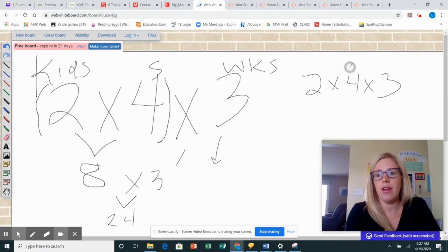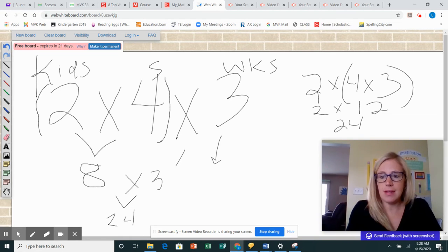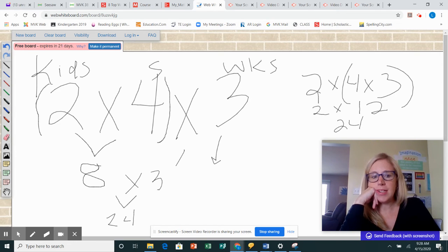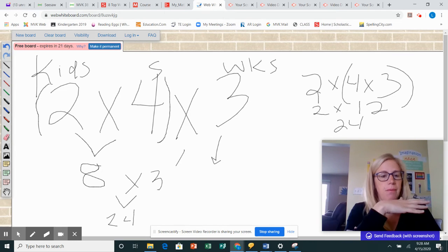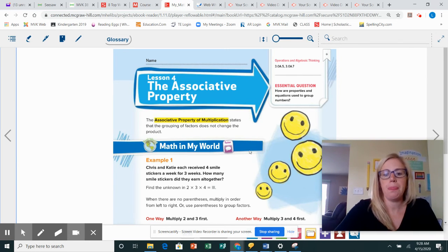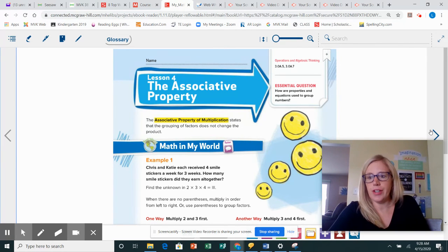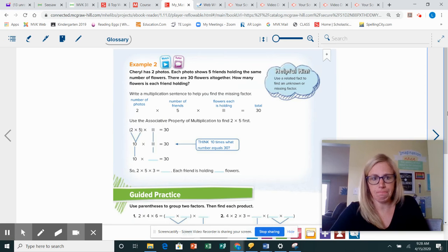Now I can do it the other way too. I can do 4 times 3 first to get me to 12. Bring down that 2. 12 times 2 is still 24. So it didn't matter which way we multiplied, we still got the same answer. That's all we're doing today. That's what the associative property states. So let's turn the page now.